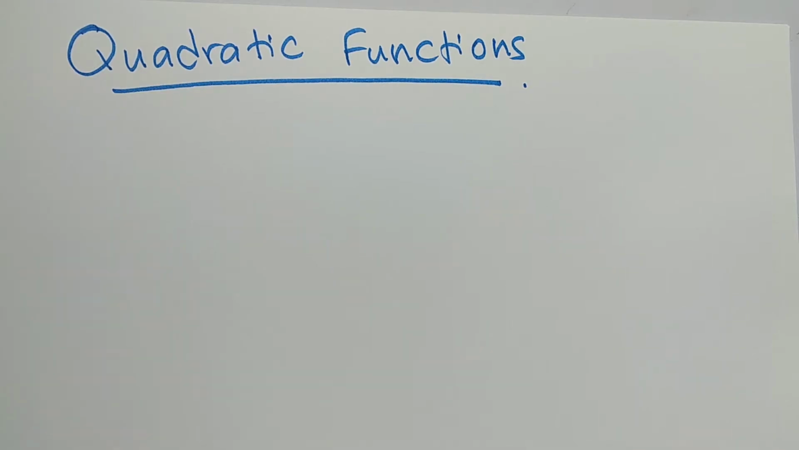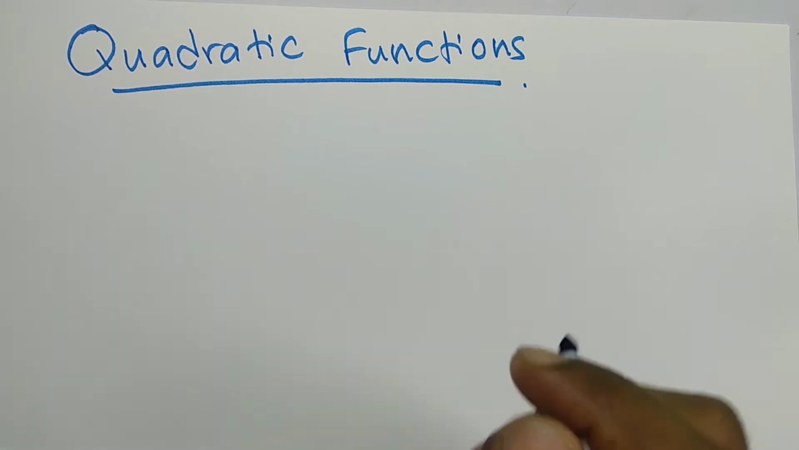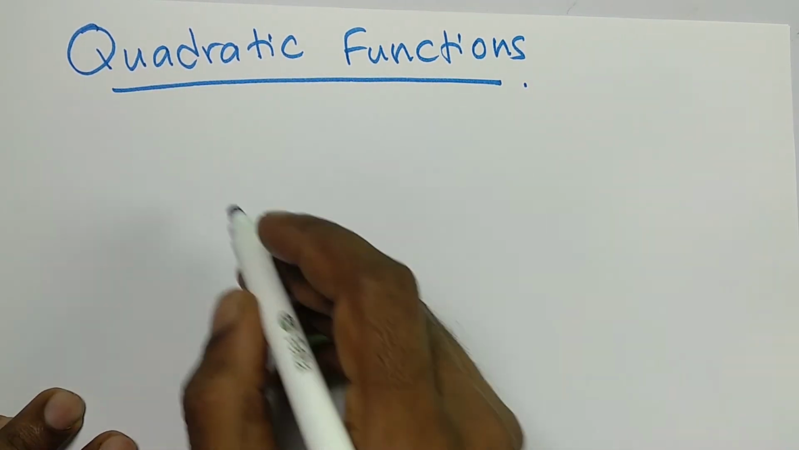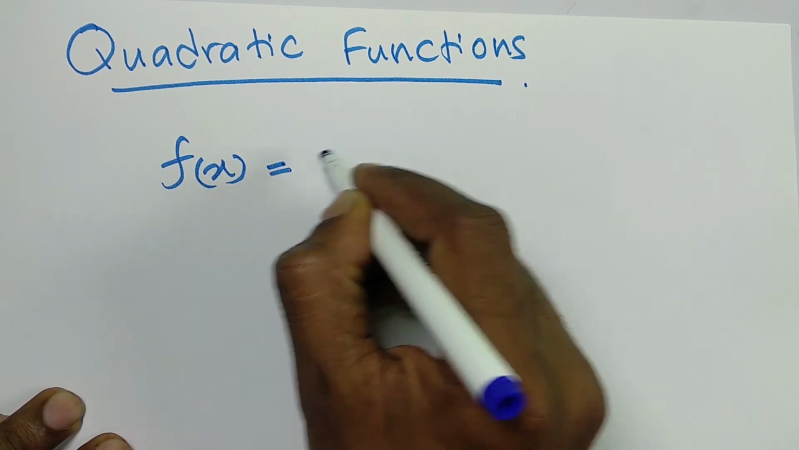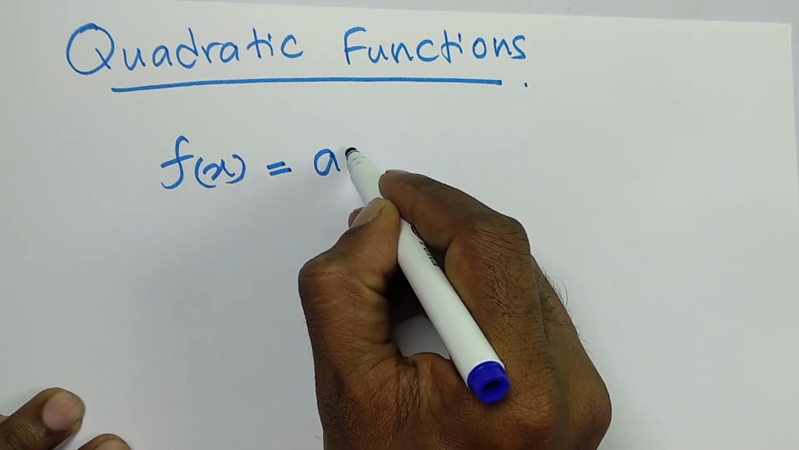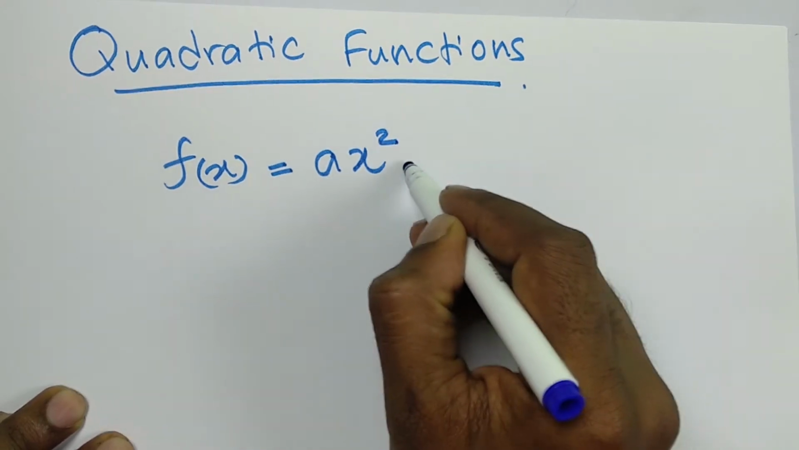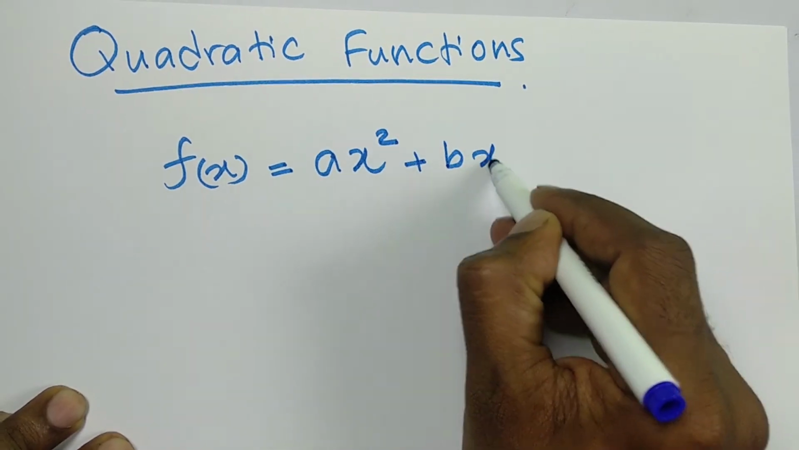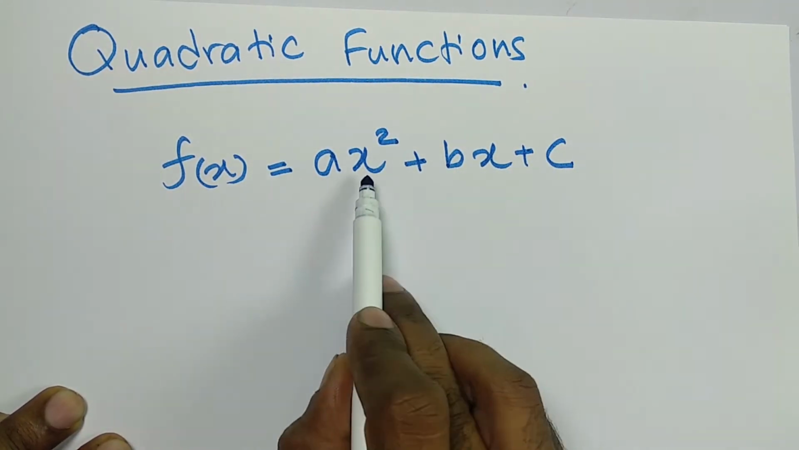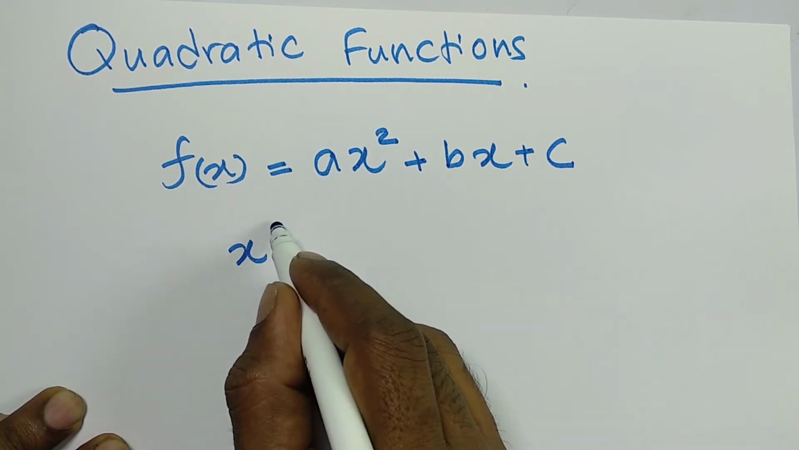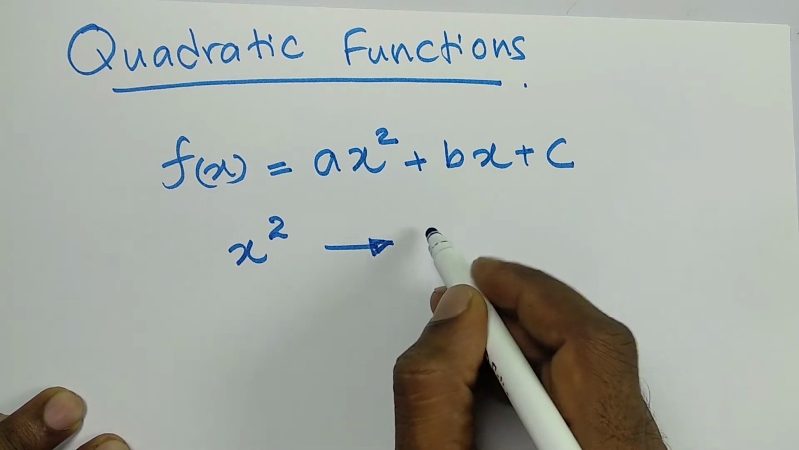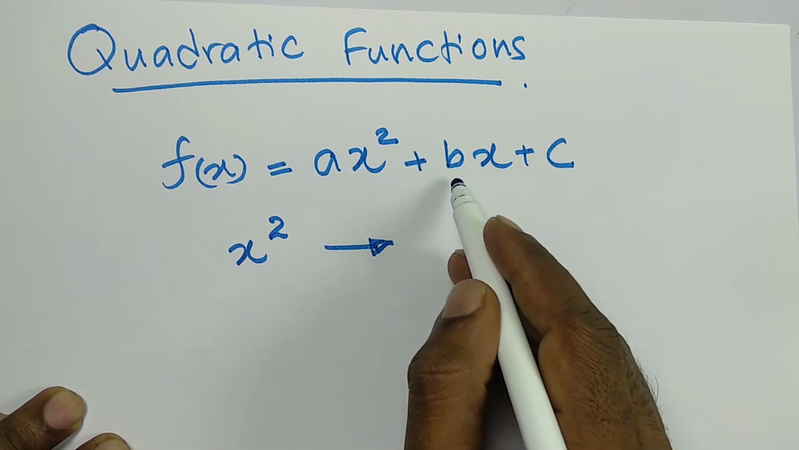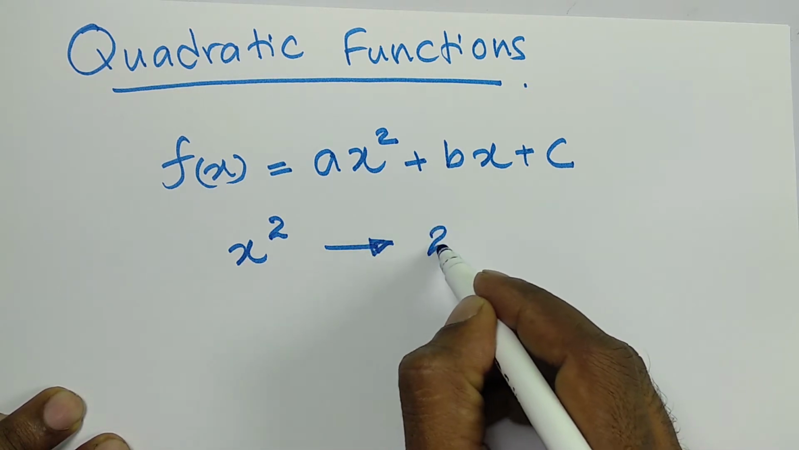Hello, today we are going to learn about quadratic functions. A quadratic function can be expressed as a function of order 2. That means its variable is in power 2. This is the very easy and first way to identify a quadratic function.